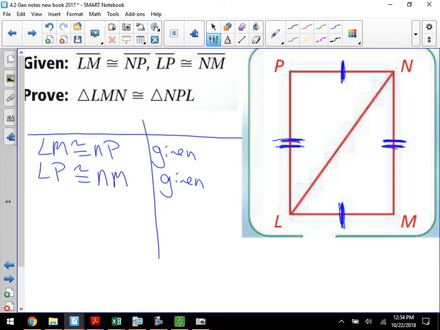So I can write down LN congruent to LN because reflexive, the reflexive property, if you want to write it like that, is fine. So if something's congruent to itself, what do I now do to the diagram? Mark it. Are your triangles now congruent? Yeah. Because now the triangles are congruent because you've got all three sides matched up with all three sides.